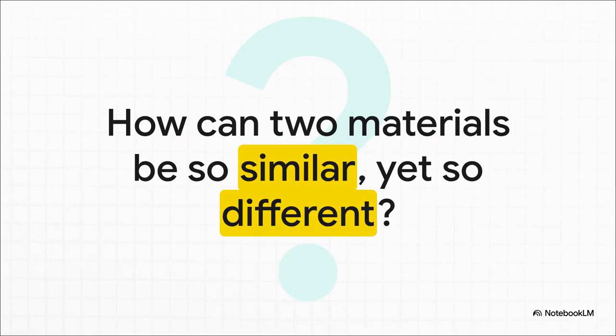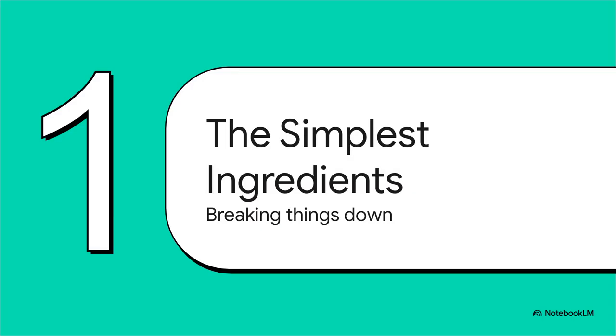And that really gets us to the core question here. How can two materials be so similar in some ways, and yet so different in others? To figure this out, we need to think smaller, like much smaller. All right, so our first step is to break these materials down to their absolute simplest ingredients.